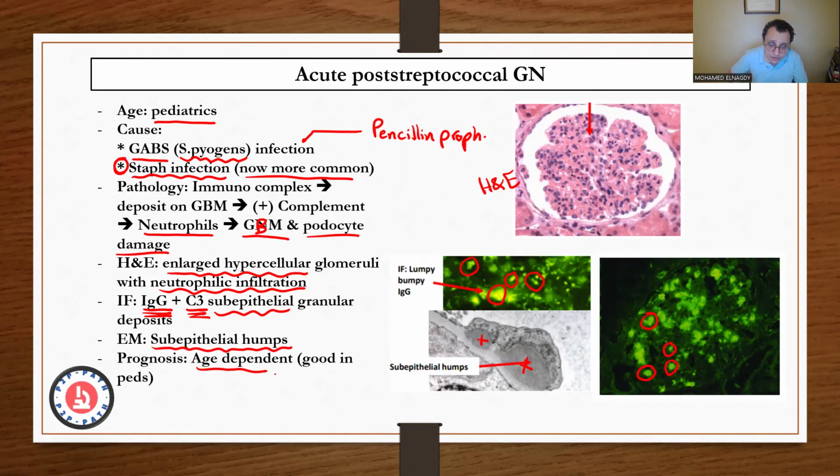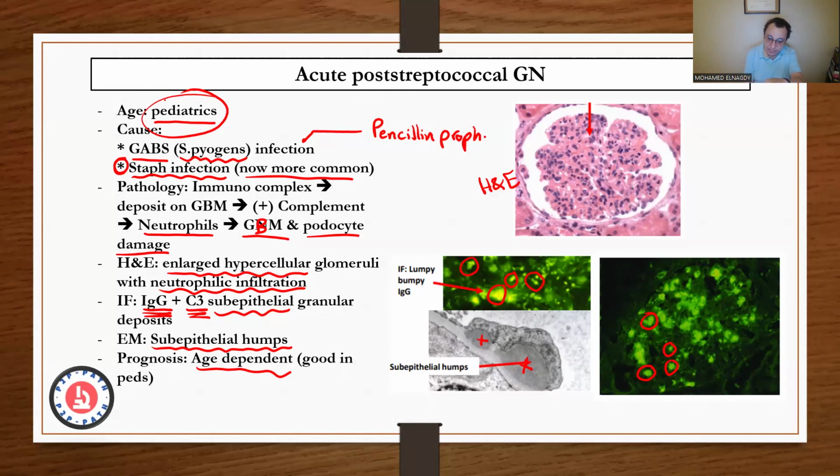The prognosis here is age dependent, with good prognosis in pediatrics, but bad prognosis in adults. You'll have this question, but in USMLE, not in the boards. The USMLE asks this question, like the prognosis is age dependent, but we don't really care much about prognosis. We care about diagnosis in pathology.